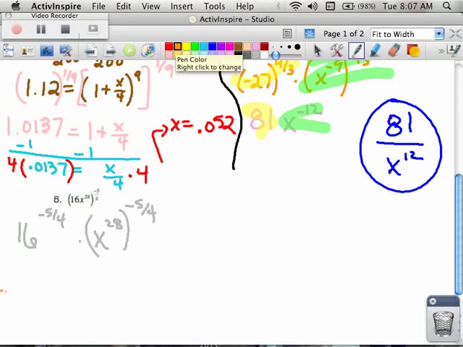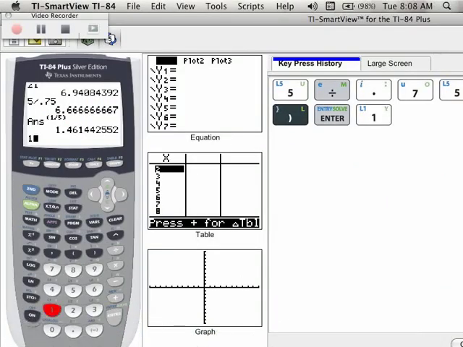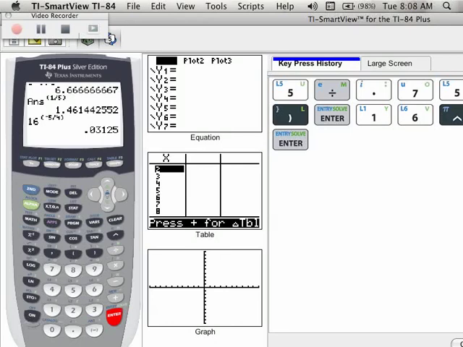Okay, something's wrong. Two different answers. Let's just check it out. 16 to the negative 5/4. 16 to the parentheses negative 5 divided by 4. That's what I got.